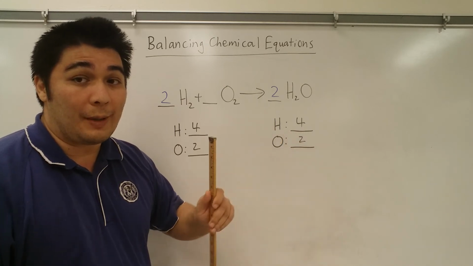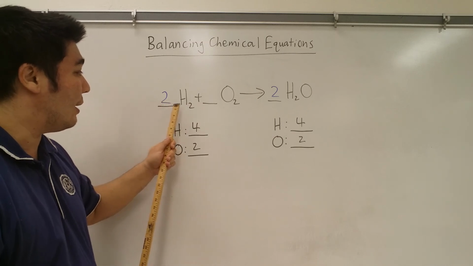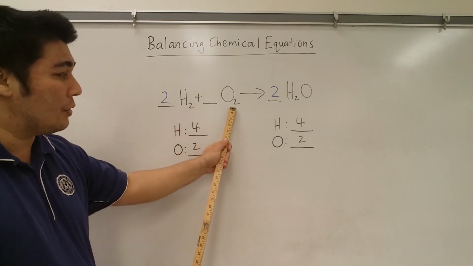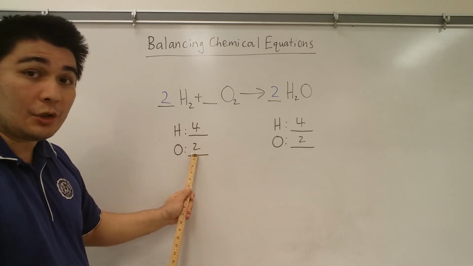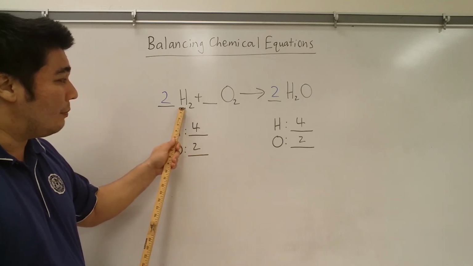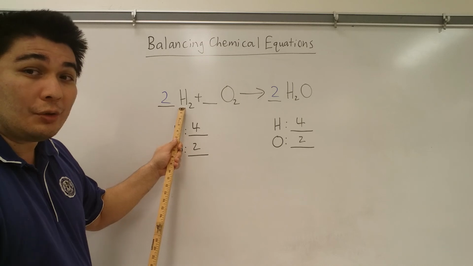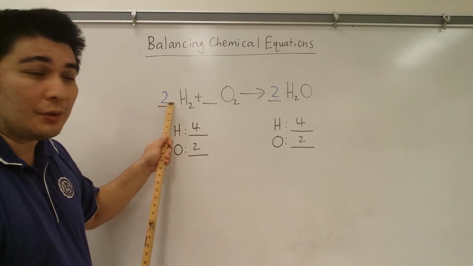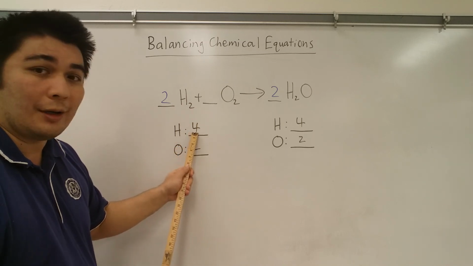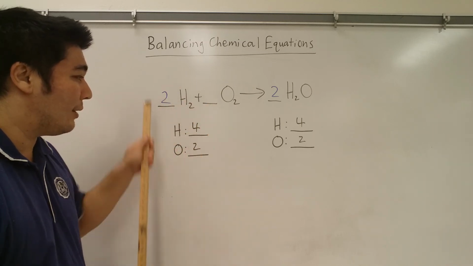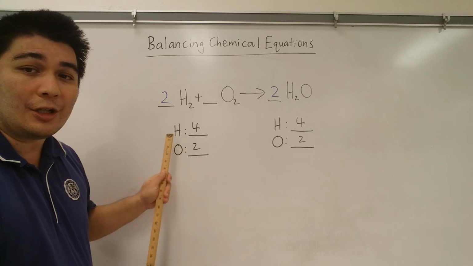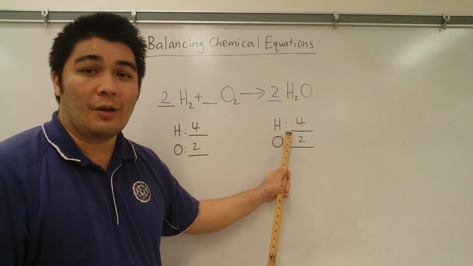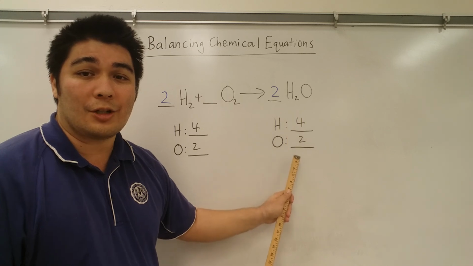Then I look back at the left side of the equation. I've got H2 over here and O2, so my oxygens balance, I've got 2. But I need more H2 molecules in order to balance this out. That's why I have this coefficient of 2, because 2 times 2 is 4. Now, on this side of the chemical reaction we've got 4 hydrogens and 2 oxygens, and on this side we've got 4 hydrogens and 2 oxygens.